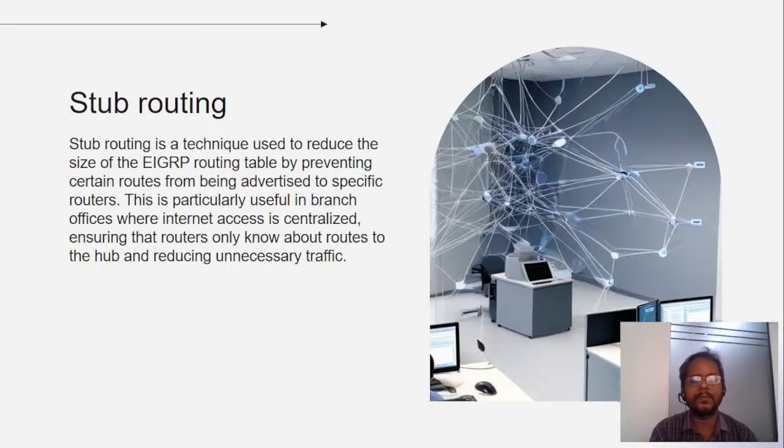Now, it is particularly useful in branch offices where internet access is centralized, ensuring that routers only know about routes to the hub and reducing unnecessary traffic. So, unnecessary traffic or too much traffic is not needed between the spokes. Only the hub is the central point, and everybody should be connected to the hub. That way you can implement stub routing there.